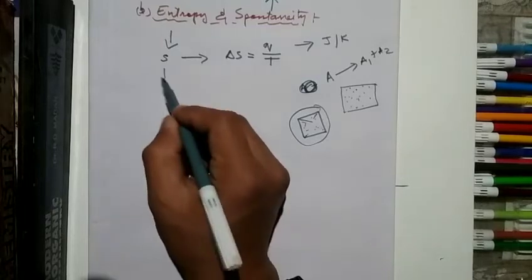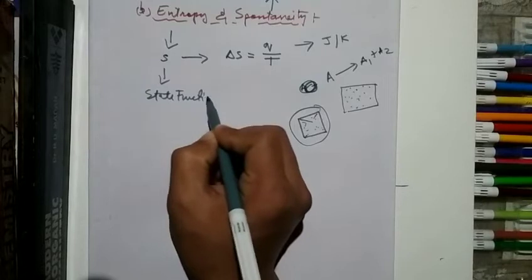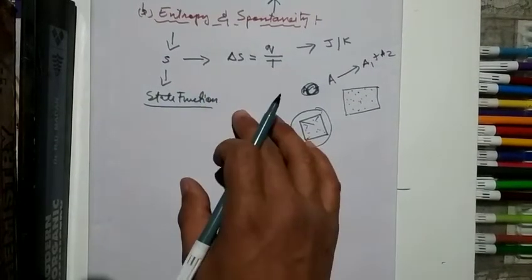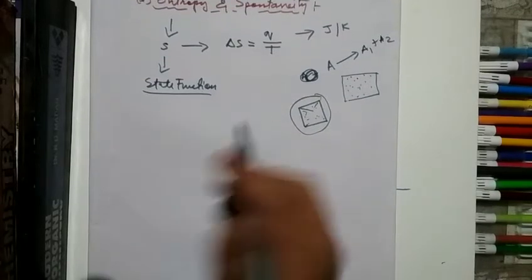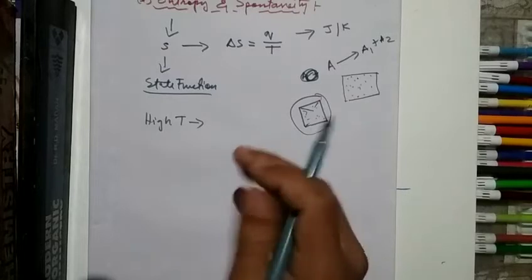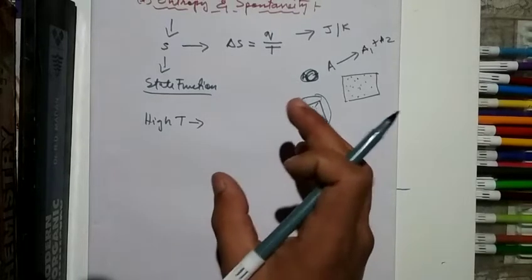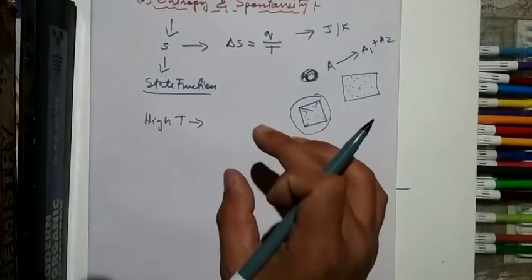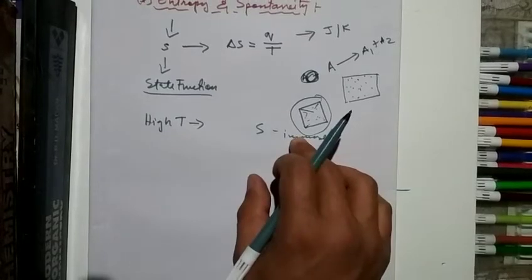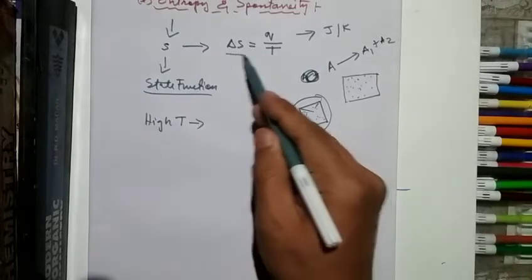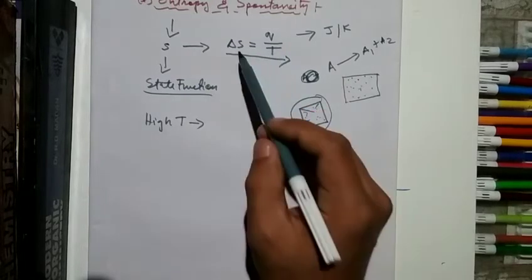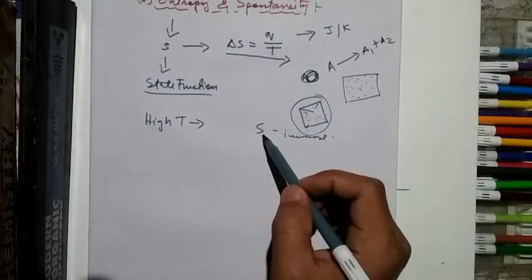Now another thing: entropy is a state function, so it does not depend on the path. That means it is path independent. If we apply a higher temperature to a system, the randomness will increase, so at higher temperature, entropy increases. Please note this. Now according to this formula, delta S is inversely proportional to T. This is in terms of change in entropy; this one is just entropy, this is change.